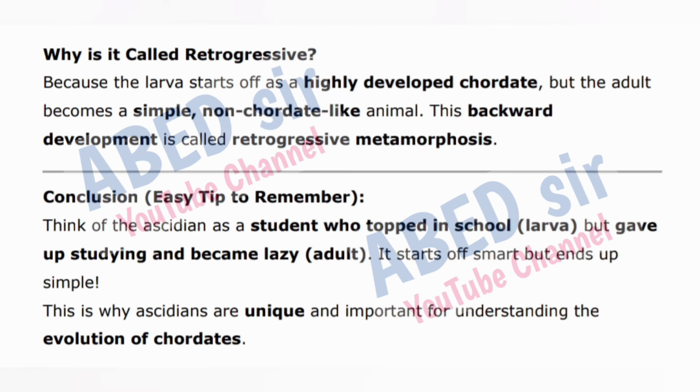Why is it called retrogressive? Because the larva starts off as a highly developed chordate, but the adult becomes a simple, non-chordate-like animal. This backward development is called retrogressive metamorphosis. Conclusion, easy tip to remember: think of the ascidian as a student who topped in school, larva, but gave up studying and became lazy, adult. It starts off smart but ends up simple. This is why ascidians are unique and important for understanding the evolution of chordates.